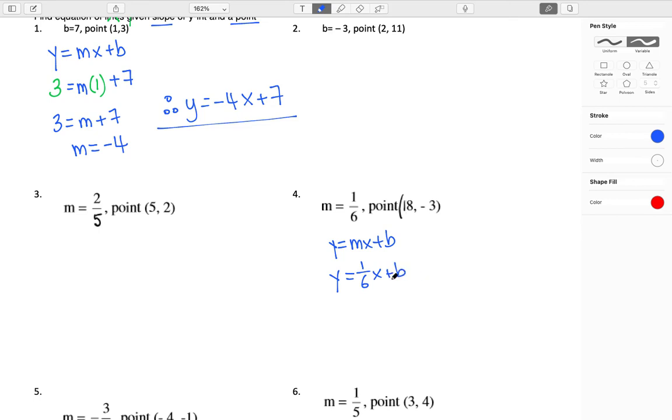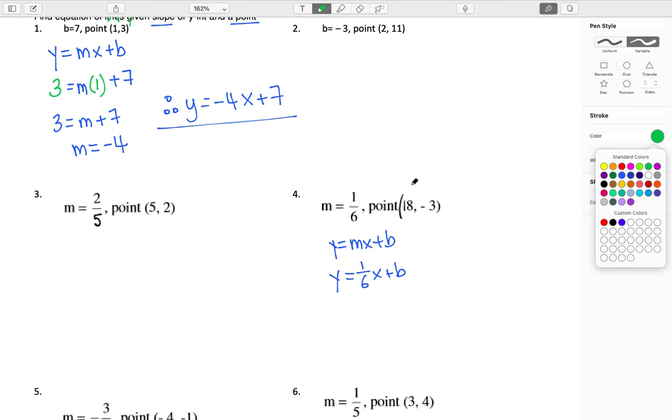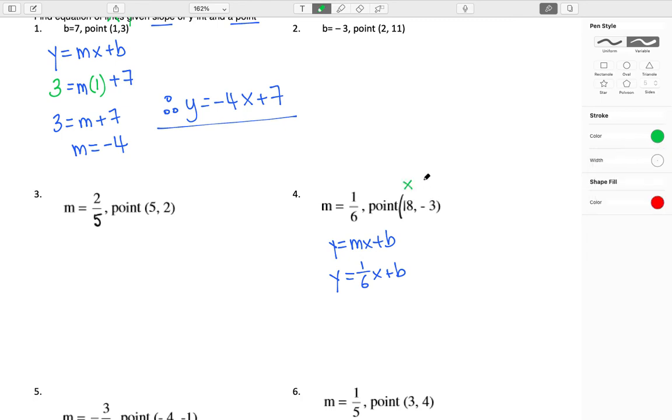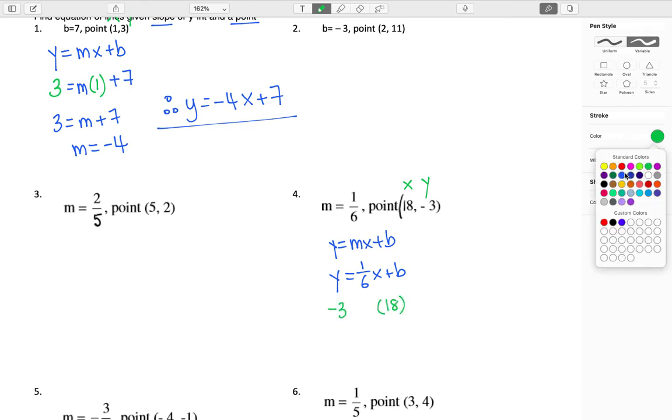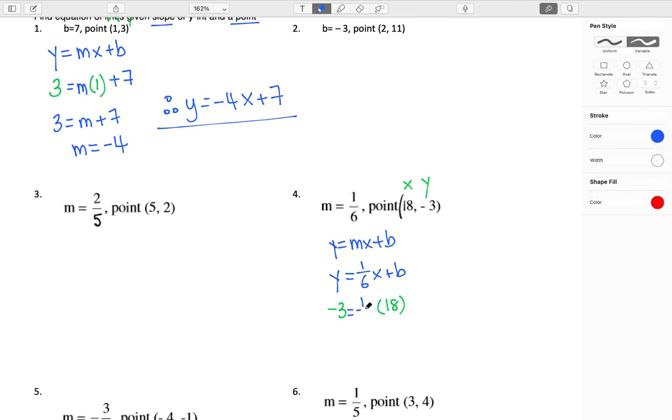But now I have to find the y-intercept. To find the y-intercept, we know x is 18 and y is negative 3. So I'm going to plug in y as negative 3 and x as 18, and that is equal to 1 over 6 plus b. So let's isolate for b.